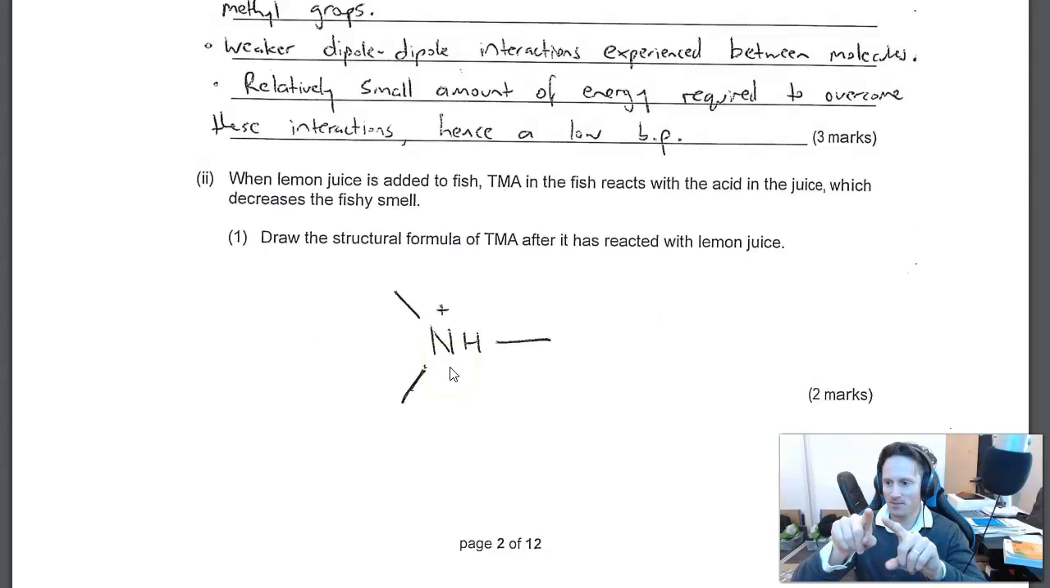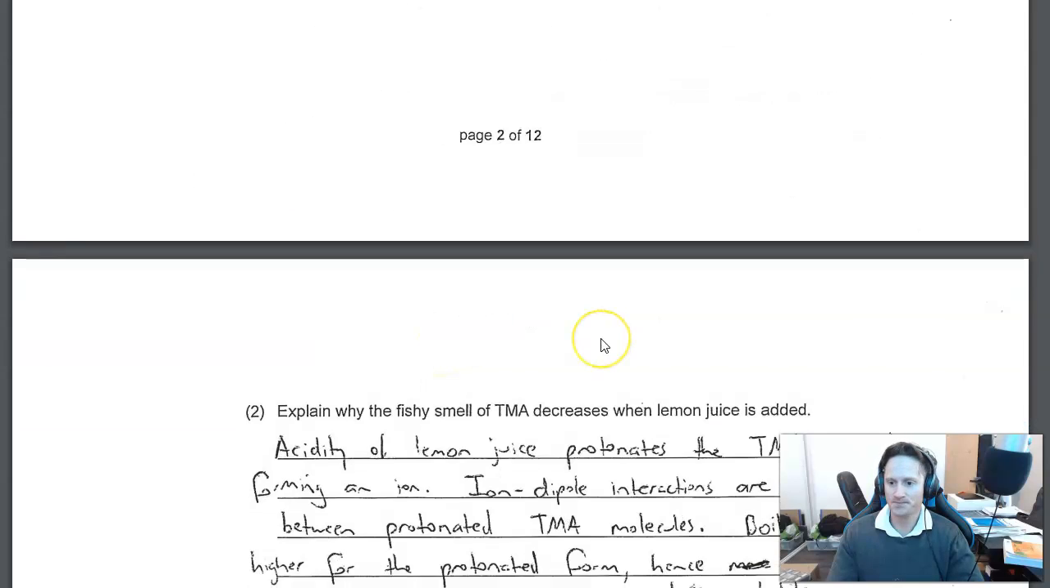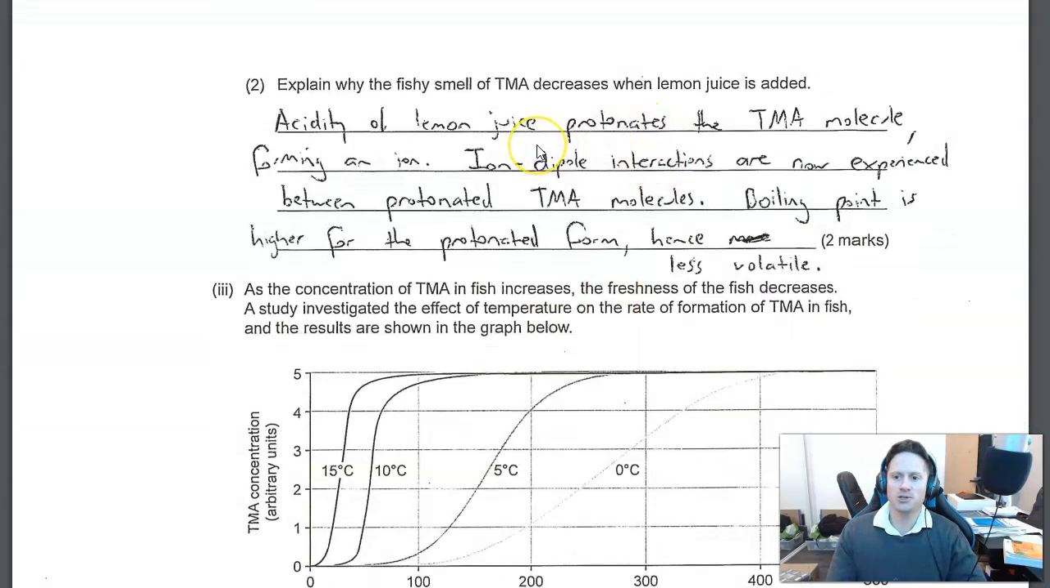So how do you do a pyramid with my hands here? It's a triangle coming off, I don't know. Hopefully you know what I mean by that. The positive charge needs to come off the nitrogen, not off the hydrogen. So this is an interesting question.